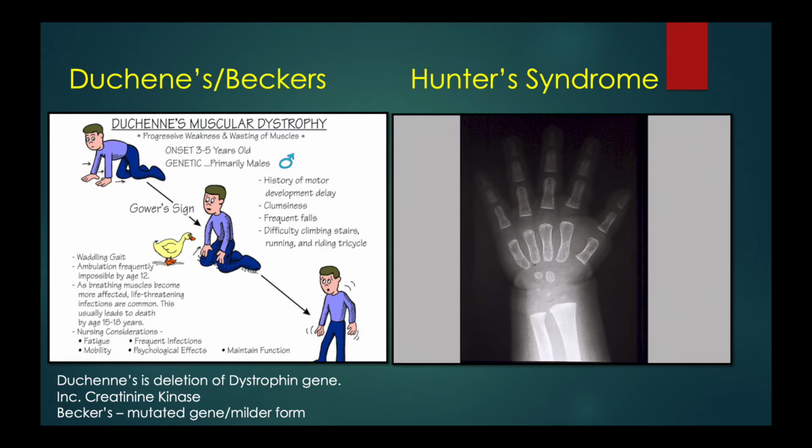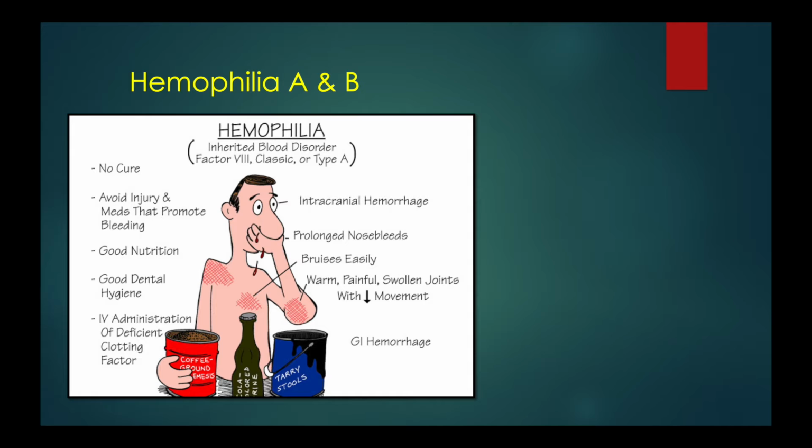Duchenne's. Obviously, you got to know the difference between Duchenne's and Becker's. Becker's is just not nearly as bad as Duchenne's. Duchenne's is obviously a deletion of the dystrophin gene. That's the longest gene in the body. And Becker's is more of a milder form. Hunter's, I didn't really memorize that one too much, just put it in the category. And of course, hemophilia A and B.